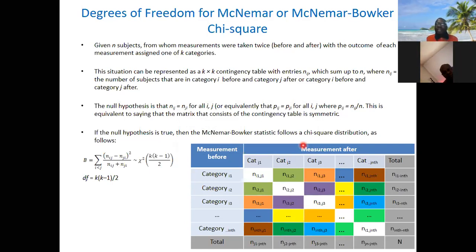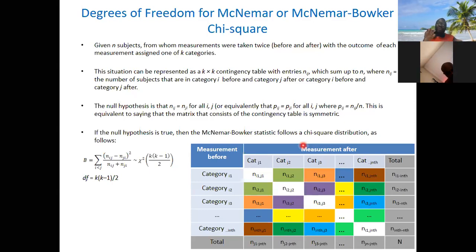For example, if we are talking of hypertensive, yes or no, you did measurement of blood pressure for some people, you classify them as hypertensive or not hypertensive, two categories. You now prescribe exercise, you do many things. After a while, after some months, you measure their blood pressure again. You classify them into hypertensive and non-hypertensive. So it's the same group of people before and after.